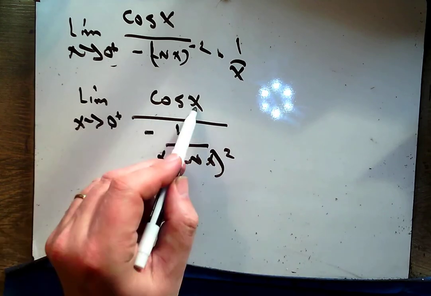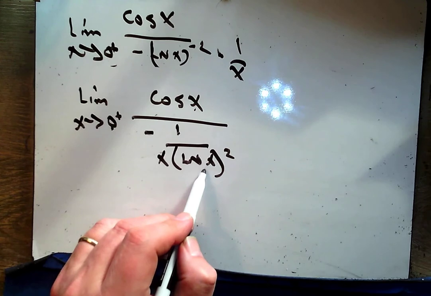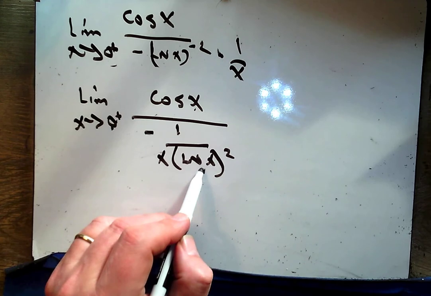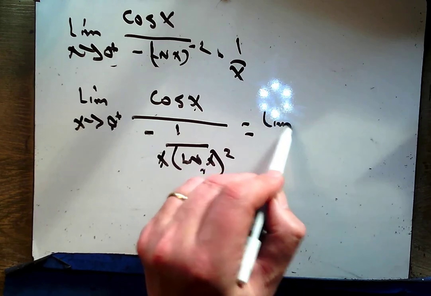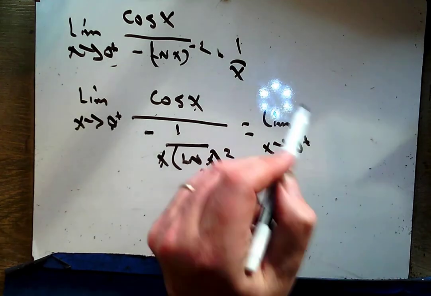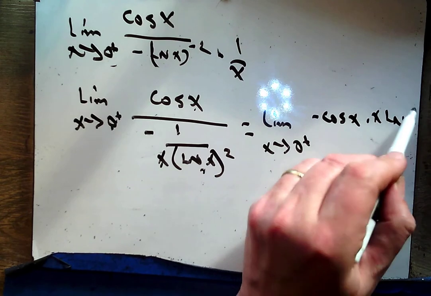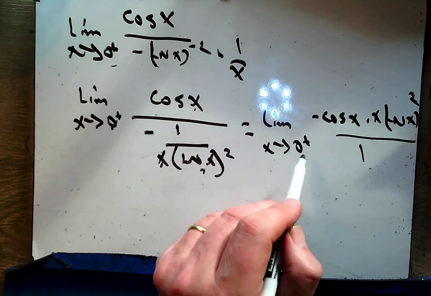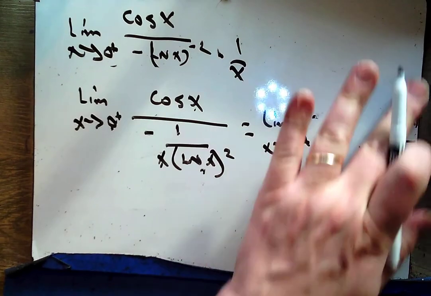If I plug my 0 in here, cosine of 0 is 1. If I plug my 0 in here, from the positive, that's going to be negative infinity. That's going to be 0. So I really don't want to deal with that. I'm not ready for direct substitution. How about if we do that flip and multiply? What happens then? Negative cosine x times x ln of x squared over 1. Does that help? I plug in 0. No, I have infinity. I have 0. No, that's definitely not a happy time.